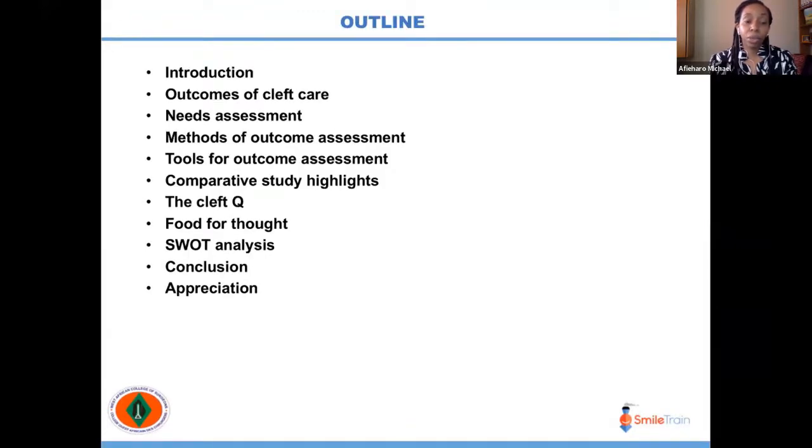The presentation will go through this outline. I will highlight the most common outcome tools that are out there for cleft care, and also talk about a health-related quality of life measure for patients who have clefts. Some food for thought and a SWOT analysis of our situation.